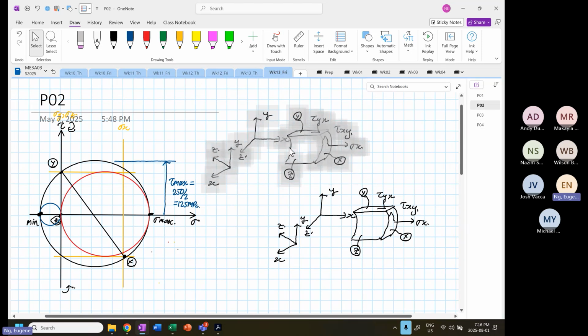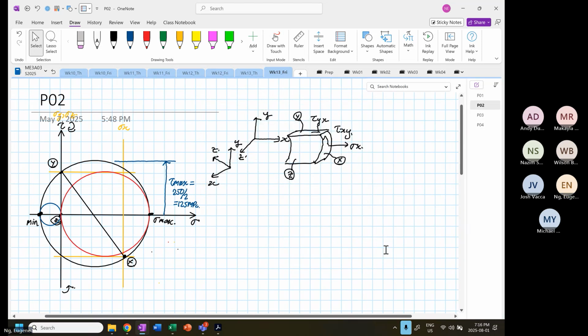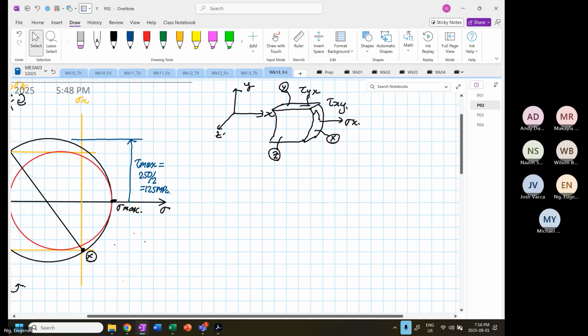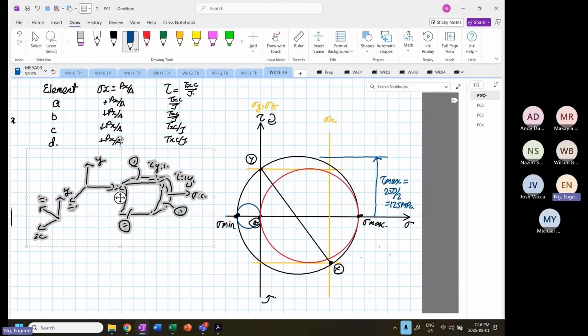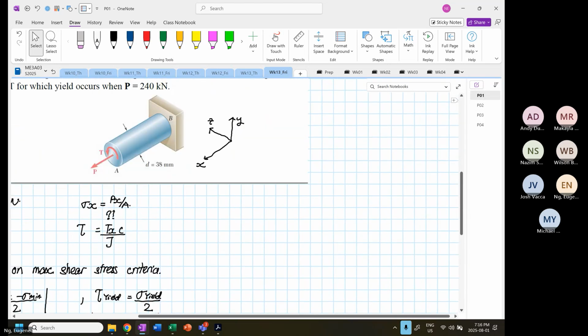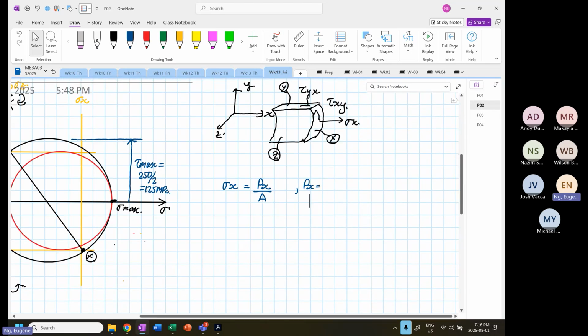So that is the element that we've drawn. So from here, we know that stress X is equal to Px over A, right? And we know what our Px is. Px is equal to 240 times 10 to the power 3.